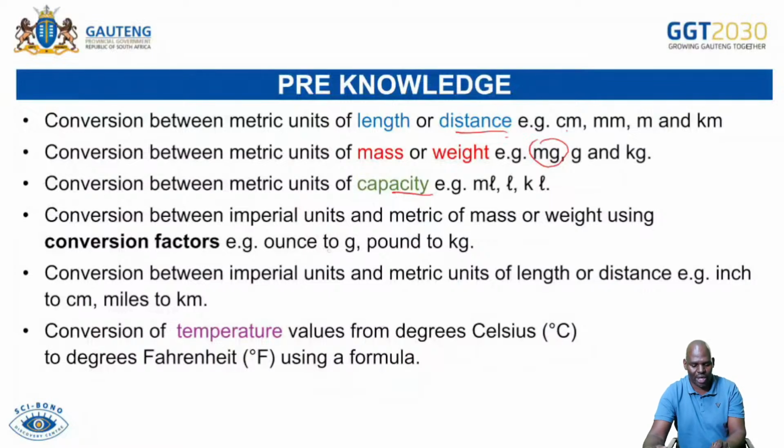In weight, we're talking about an ounce. You must be able to convert between an ounce and grams, or pound and kilogram. But remember, in this case, the conversion factors will be given. And then again, you must be able to convert between imperial units and metric units of length or distance, like I indicated below, inch to centimeters, or miles to kilometers. And then again, of course, conversion of temperature values from degrees Celsius to degrees Fahrenheit.